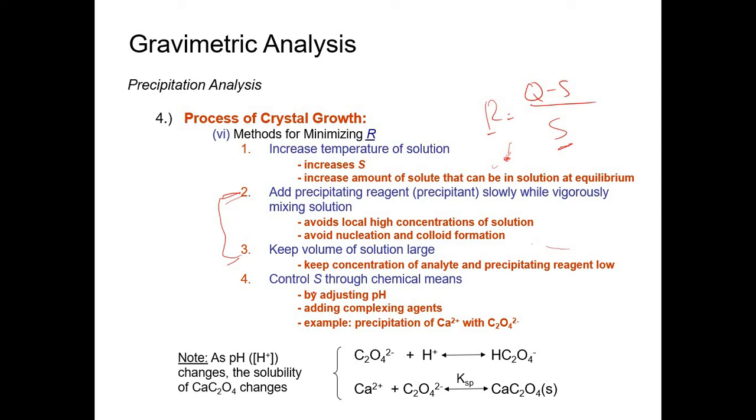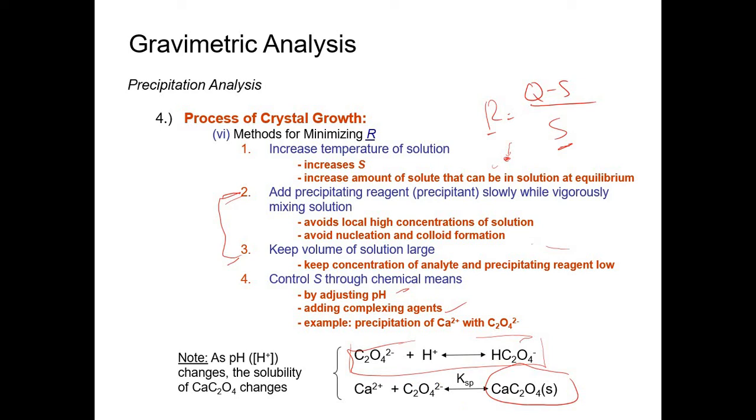Next is to control S through chemical means. So you can adjust pH, you can add complexing agents. For example, if you precipitate calcium oxalate, CaC2O4, you just need to decrease the pH of the system. As pH changes, the solubility of CaC2O4 changes. Okay, so if you notice, it already comes with an acid.